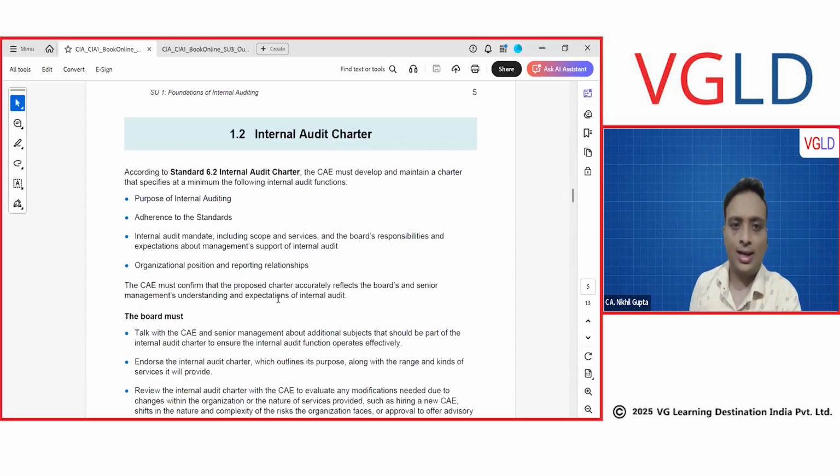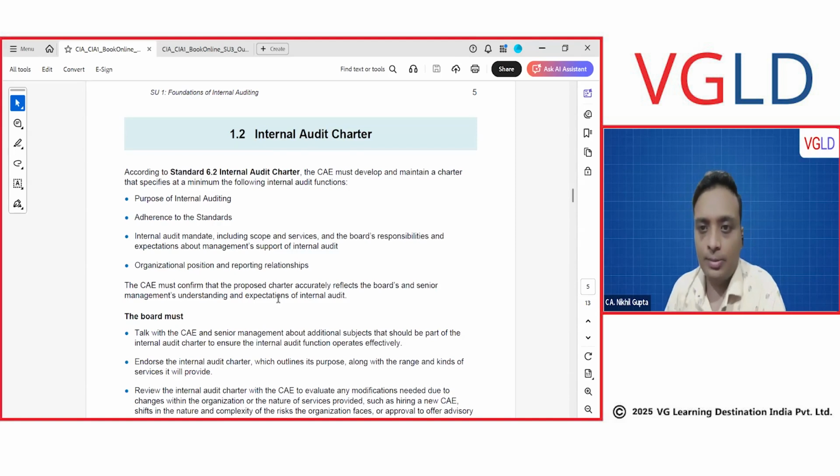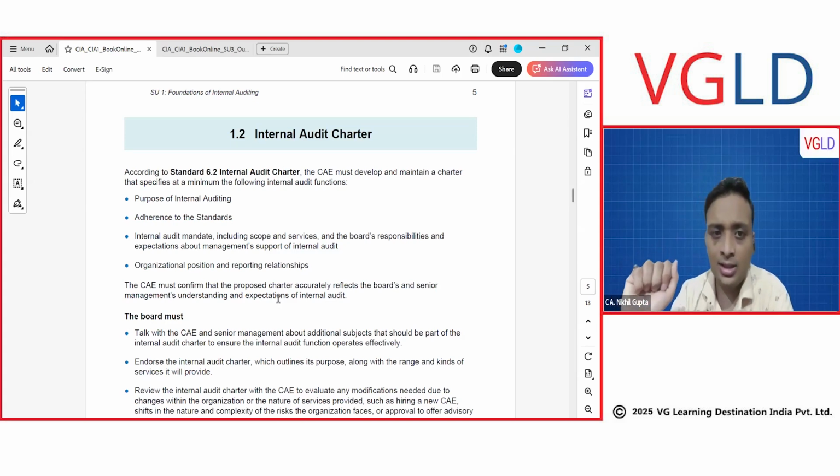Now, according to Standard 6.2, the Internal Audit Charter, the CAE must develop and maintain a charter that specifies, at a minimum, the following internal audit functions. First, the purpose of internal auditing. Adherence to the standards. We have our internal audit standards defined by the IIA. So our internal audit charter must include that internal auditors must adhere to the standards of auditing.